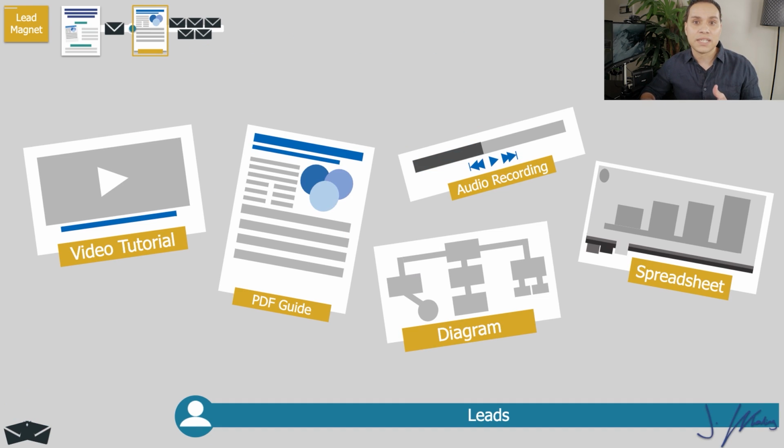Now, the good news is it doesn't have to take a long time to put together a lead magnet. It can be a video, a diagram, a spreadsheet, just a plain old PDF. What's most important is your lead magnet actually delivers value to your ideal customer or prospects.